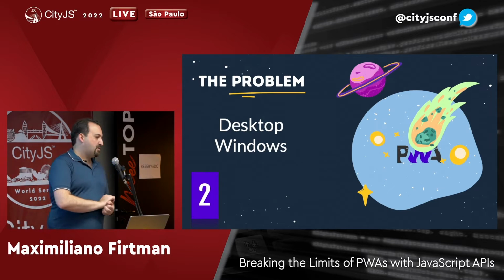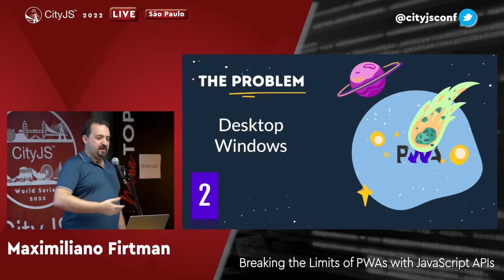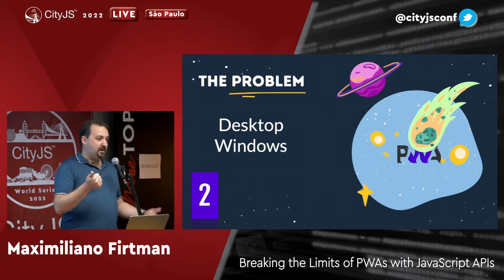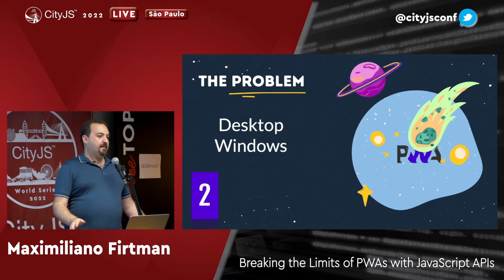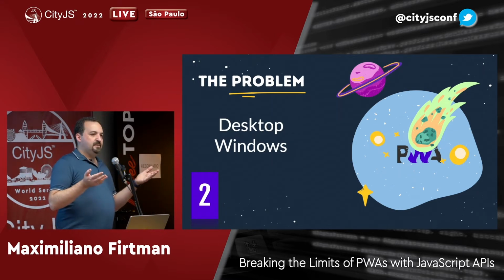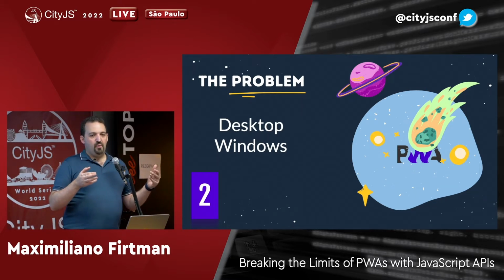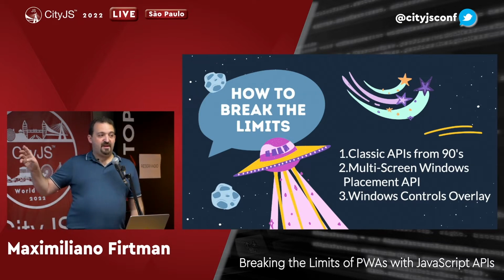So that's the first problem that I have for you. The second problem where I want to break the limits and do a better experience has to do with desktop. So I mentioned that today you can install a PWA, a progressive web app, on desktop: macOS, Windows, Linux, and Chromebooks as well. The problem that we have is that now we are an app. It's not a browser tab anymore. So the thing is that we have already lost the ability as web developers to manage the window. So we need to remember some APIs from the 90s.